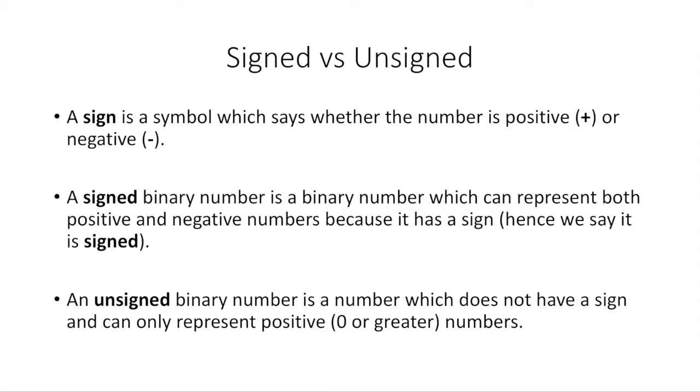All right, so let's talk about negative numbers and signs. The sign, or a sign, is a symbol which says whether the number is positive, which means the number is greater than 0, or negative, which means the number is less than 0. A signed binary number is a binary number which can represent both positive and negative numbers because it has a sign, and so we say it is signed. An unsigned binary number is a number which does not have a sign and can only represent positive, 0 or greater, numbers. So far, we've only talked about unsigned numbers without really calling them unsigned, but we've only talked about positive numbers. And so now we're going to see how we could potentially represent numbers that are negative.